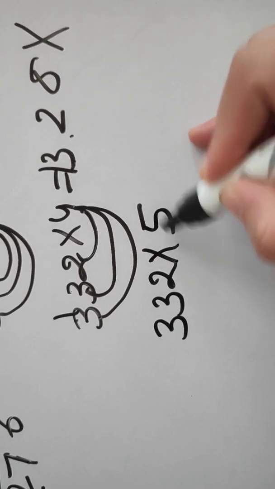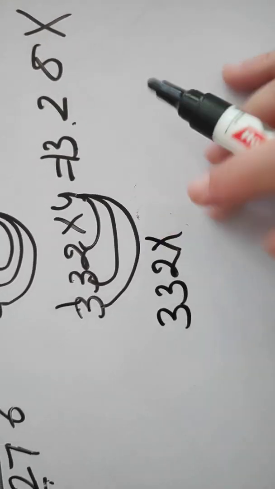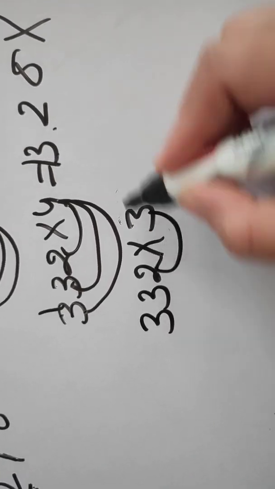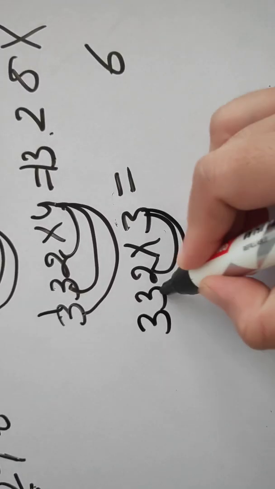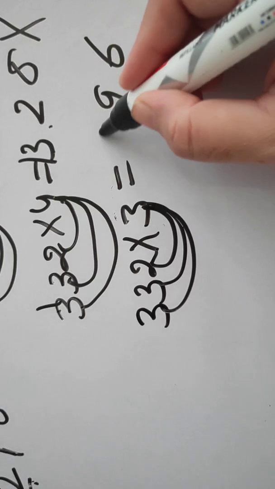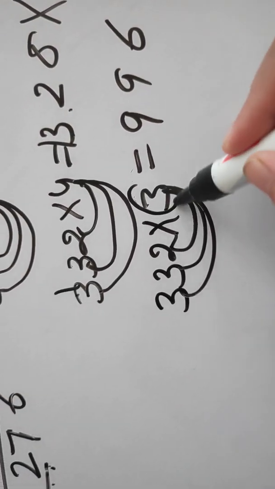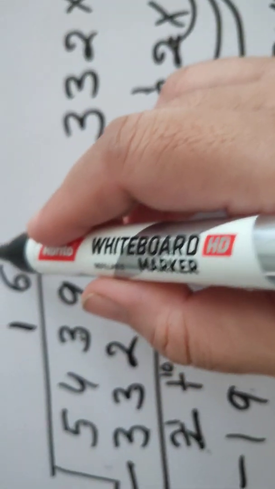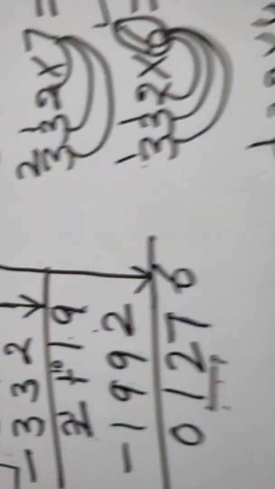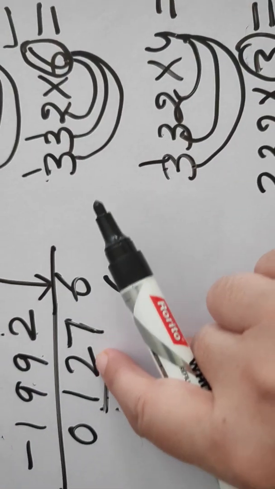We will check it by 3. 3 twos are 6, 3 threes are 9, 3 threes are 9. Yes, now our quotient is 3 that we will write above 6, and our product is 996. We will start writing from the right side.